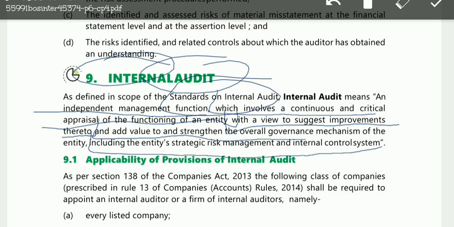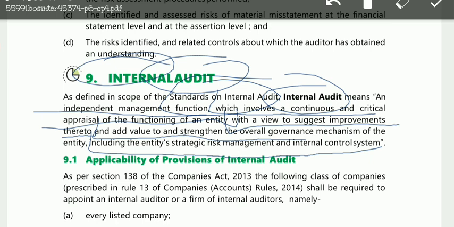So it is an independent management function. Independent management function means internal audit is the duty of the management. It is not the duty of anyone else, it is the duty of management. The management should appoint an internal auditor and should conduct internal audit in the entity. Which involves a continuous, now what does that internal auditor do? He involves a continuous and critical appraisal of the functioning of the entity. He critically examines how the activities in the entity are going.